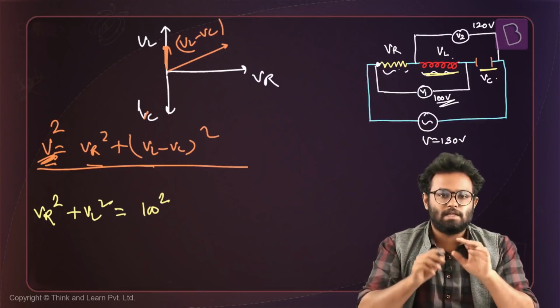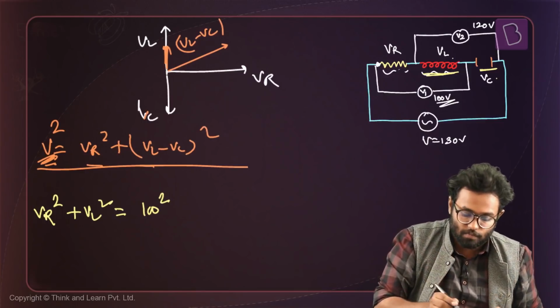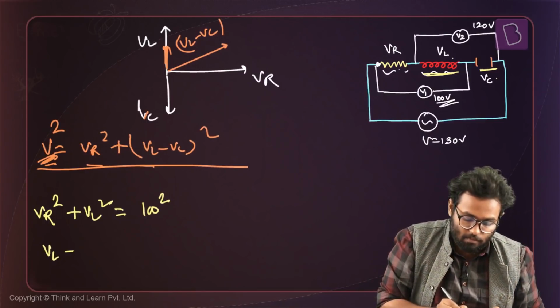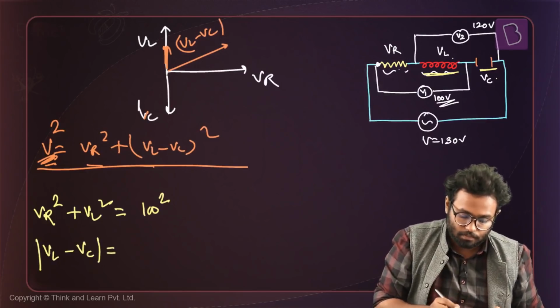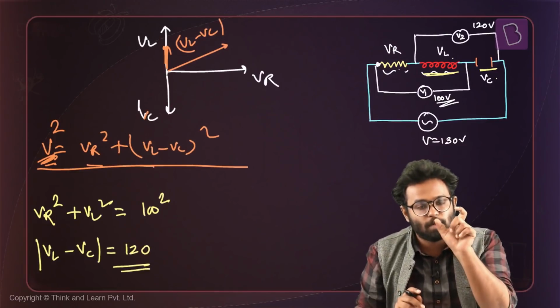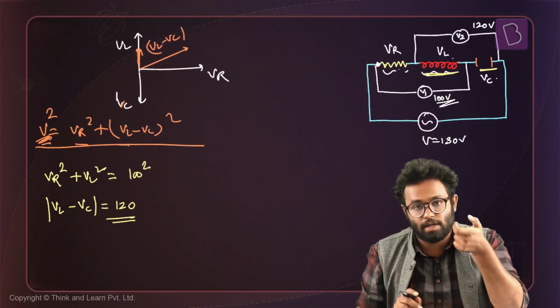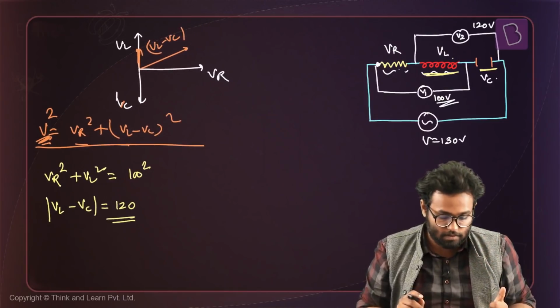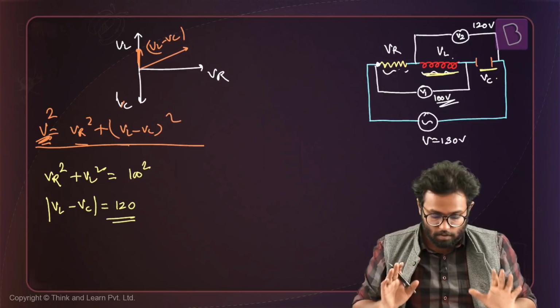It means that we have to basically directly subtract them. So the mod of VL minus VC is equal to 120. It's the difference of their potential differences that is 120, not the addition of their potential differences. Alright, so this is what I have gotten.